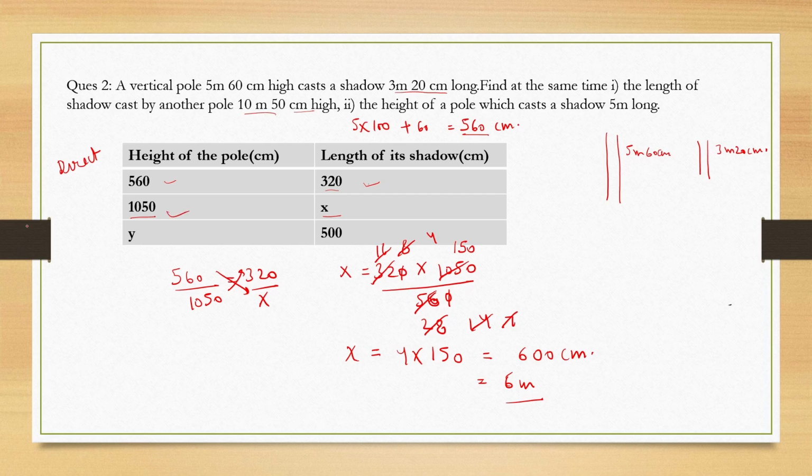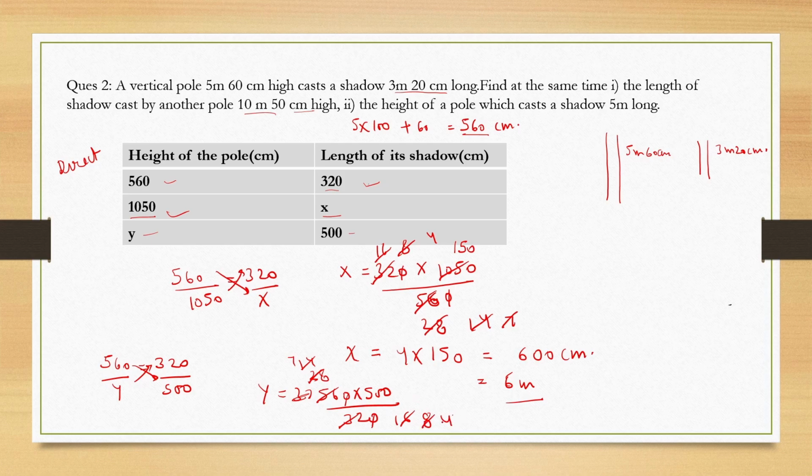Now in the second question they have given the length of the shadow, and we have to find out the height of the pole. So again 560 upon y equal to 320 upon 500. Again we will do cross multiplication. So y equal to 560 into 500 upon 320. This 0 will cancel. 2 into 2 is 4, 2, 8, 16, 14, 8, 7, 4.